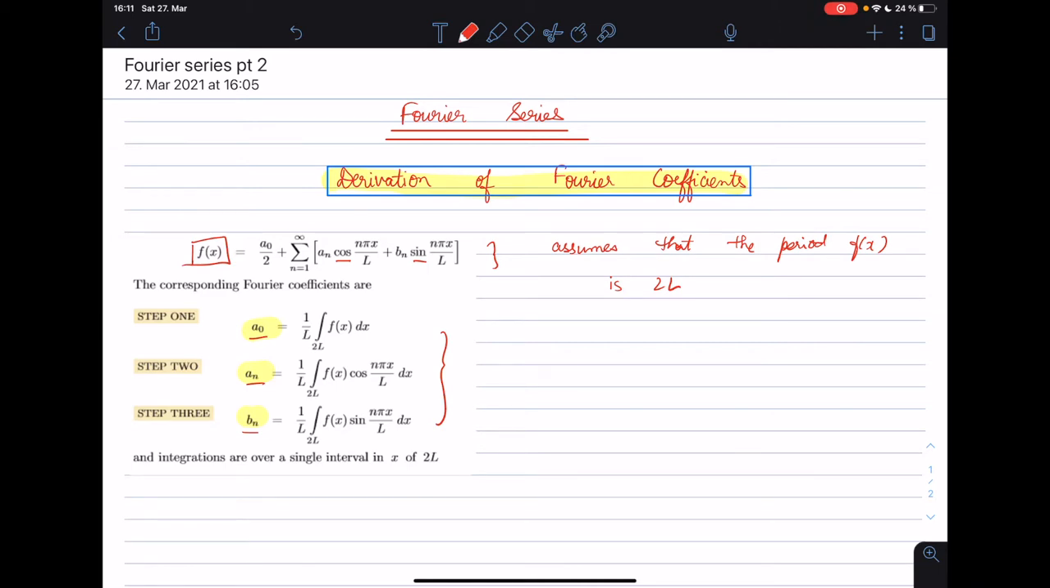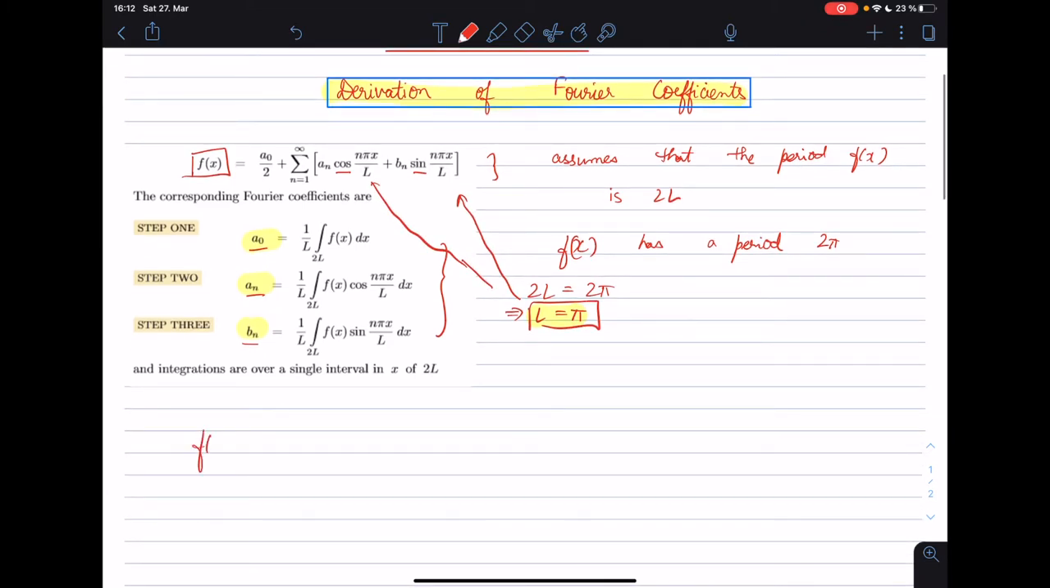I'm going to consider the case when f of x has a period of 2 pi rather than any arbitrary period. So when f of x has a period of 2 pi, then if I equate it with 2L, which this formula assumes to be the period, I get the value of L as pi simply. And then I'm going to substitute this value of L over here and here. And then I get that f of x is equal to a0 by 2 plus summation from 1 to infinity of an cosine of nx plus bn sine of nx.